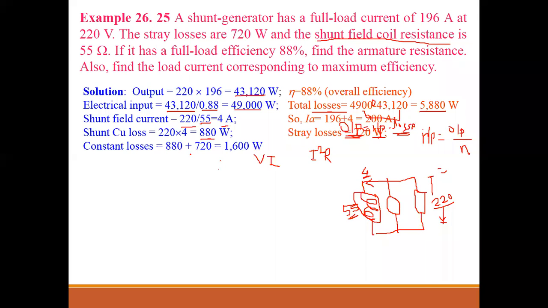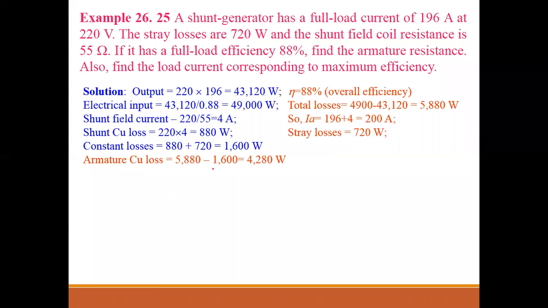Okay, then we can calculate the constant losses. Now how will we calculate the constant losses? Because we know that shunt field copper loss and stray losses are known as constant losses. So we have shunt copper loss here and stray losses here. If we add these two losses, we get the total constant losses, which is nothing but 880 plus 720, equal to 1600 watt.